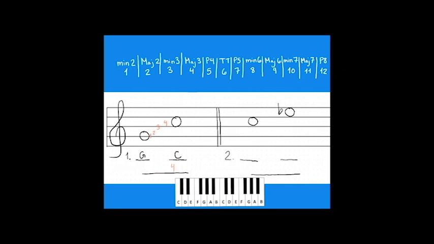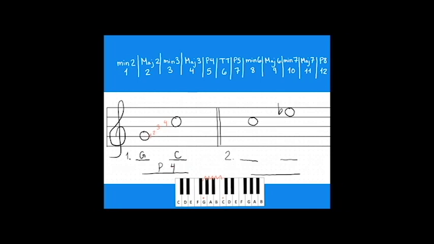I've already written out this chart, and when you're doing it, you'll only need to write the chart once. So then the next step is we're going to find G and C on our keyboard, and then we're going to count the number of half steps it takes to get from G to C. So 1, 2, 3, 4, 5. 5 half steps. And we go up to our chart and we see that 5 corresponds to a perfect fourth, which is great news. So then we can write in the quality here, perfect fourth.